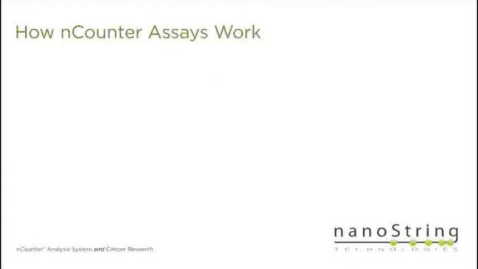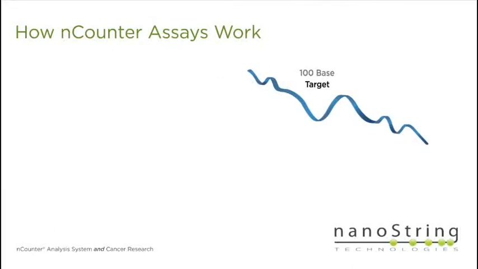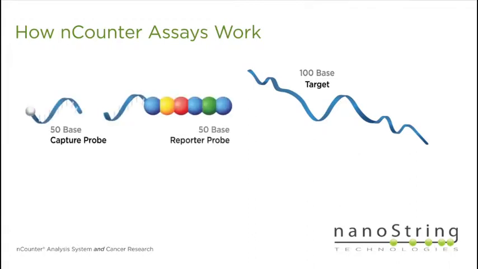Let me briefly walk you through how the nCounter system works. As I mentioned, we select a 100-base target for each gene or region of interest. We design a probe pair consisting of a 50-base capture probe and a 50-base reporter probe directly adjacent to each other. The capture probe is biotinylated, and the reporter probe carries a 6-spot fluorescent barcode. Each target is assigned a unique color combination. We can put up to 800 probe pairs in a single reaction.